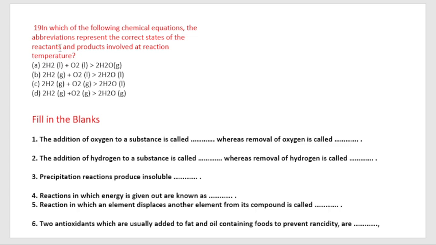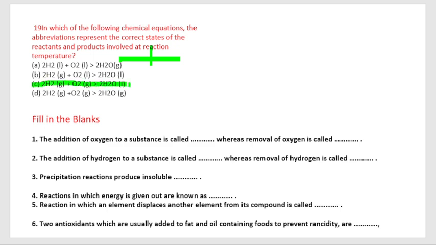Last question, last MCQ it is. In which of the following chemical equations do the abbreviations represent the correct states of reactants and products involved at reaction temperature? Very simple question. The state of the substance is written here, is it? Hydrogen is a gas, so this will be wrong. Oxygen is not a liquid, so this is also wrong. Hydrogen is a gas, oxygen is a gas, H2O is a liquid. Okay, so this is the correct answer.